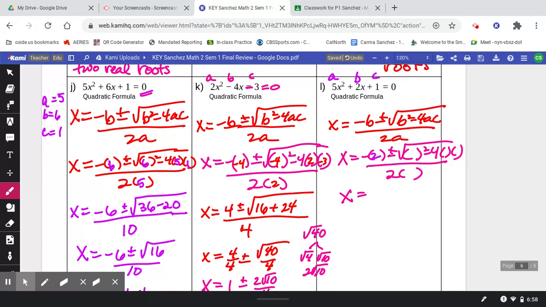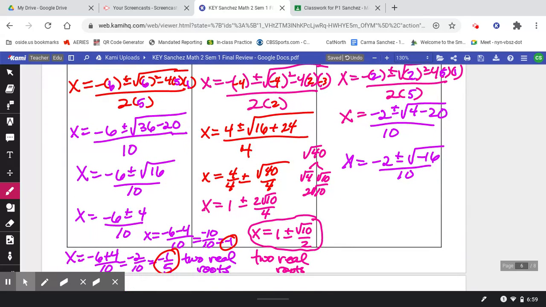So B is 2, B squared is 2 squared, 4 times 5 times 1, all over 2 times 5. So I get a negative 2 at the front, a 10 at the bottom. I've got 4, and this is going to be another minus 20 because of negative 4 times 5. Negative 2 plus or minus square root of negative 16 over 10. Now I've got a negative discriminant. That means I have 2 non-real roots. I've got 2 imaginary roots.